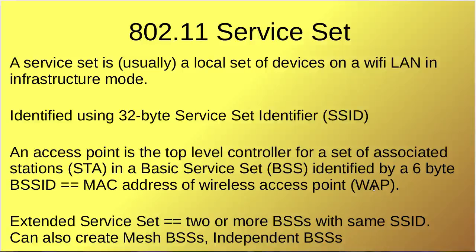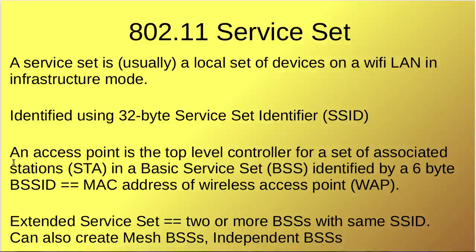An access point will have a MAC address. A MAC, if you remember from last time, is media access control, and so every networking device will have a hardware-based MAC address burned into the chip that does the media access, for example, Ethernet or Wi-Fi. That access point is the top level controller for a set of associated stations. So stations are local area network stations, like your computer or a smartphone.